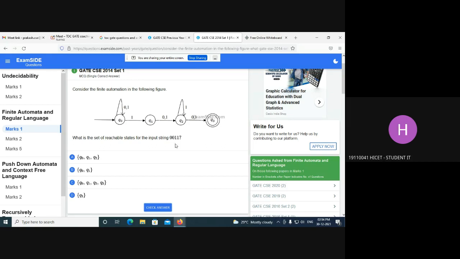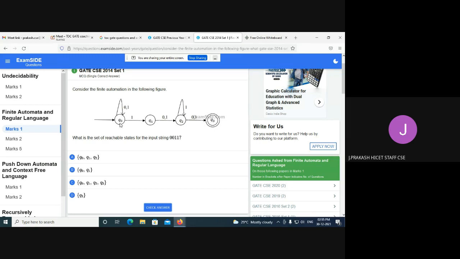Set zero. Q0 on 0, where will it go? Same state. Then again the second input is 0. Q0 on 0, same state. Third one is 1. For Q0 on 1, it will either go to Q0 or else go to Q1. Am I right?